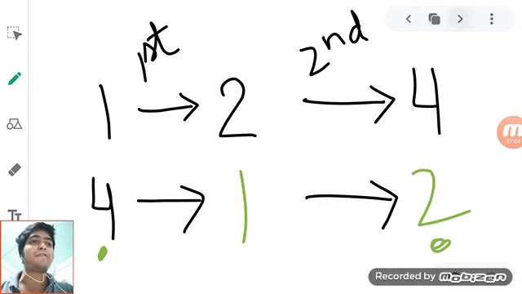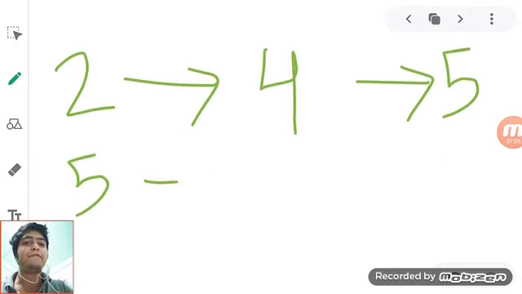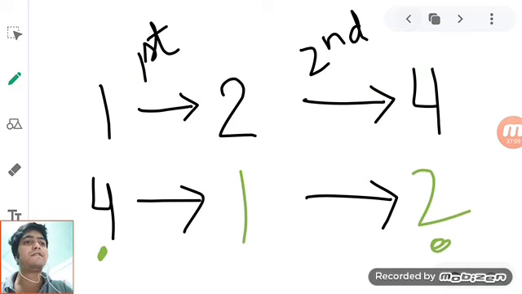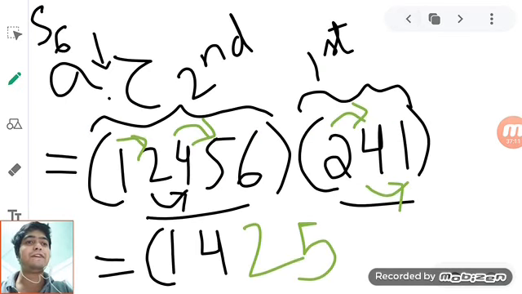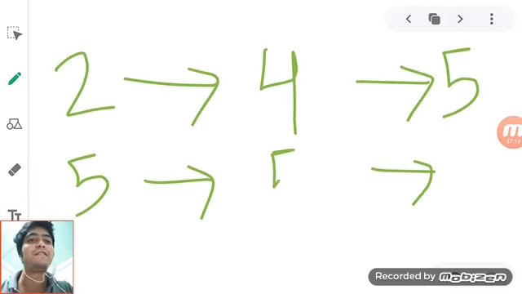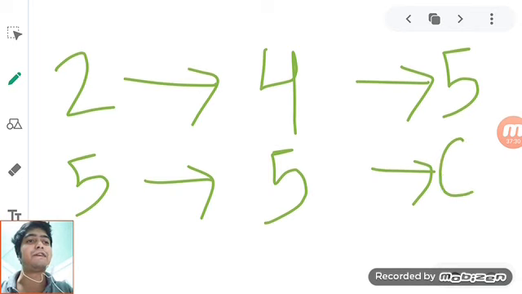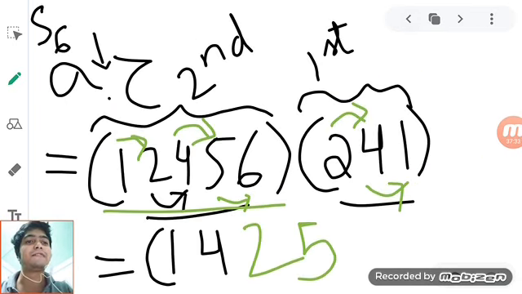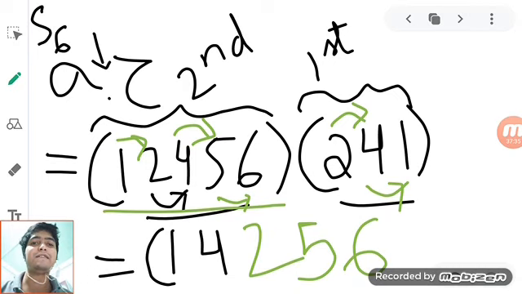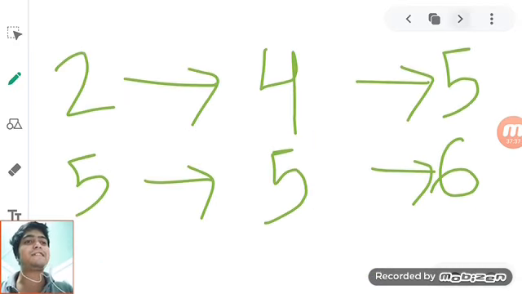Now we'll start with 5. First cycle, second cycle. 5, there is no 5 in the first cycle, but always remember it is hidden, so 5 goes to 5 in the first cycle. What about in the second cycle? In the second cycle, 5 goes to 6. So we are having 5 goes to 6. Now we'll start with 6.